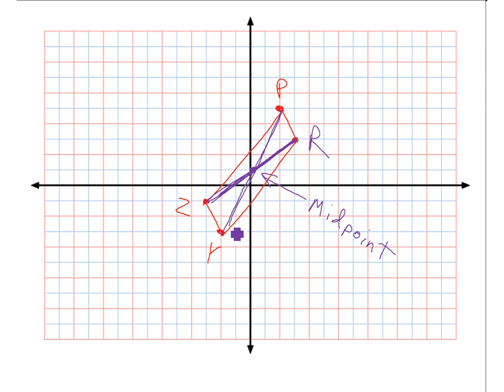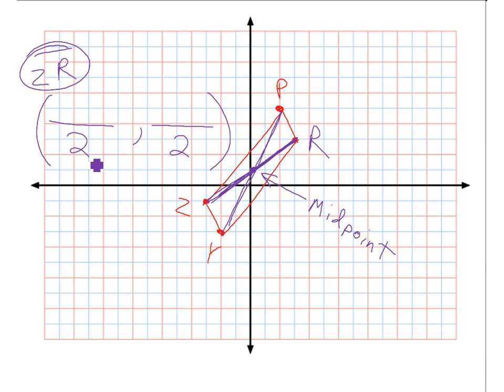PY or ZR? ZR. So what we need to do is use the coordinates that go along with Z and R and plug into that midpoint formula. So looking at the points Z and R, what are the X coordinates for Z and R? -3 and what? 3. Make sure that she's telling me right, because I'm not looking at my paper. How about the Y coordinates for Z and R? -1 and 3.